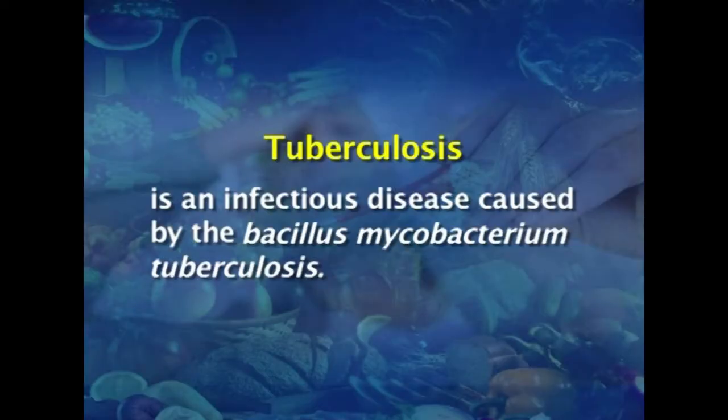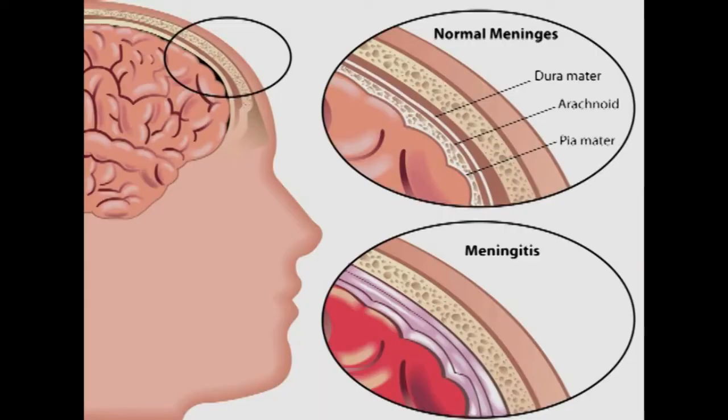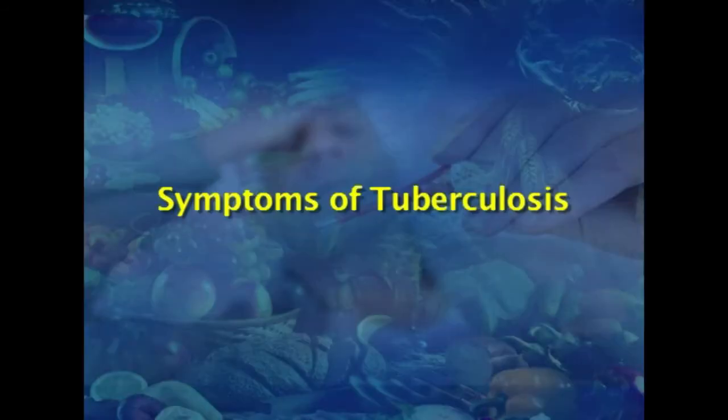Now, tuberculosis is an infectious disease which is caused by the bacillus Mycobacterium tuberculosis. It affects the lungs most often, but may also be localized in other organs, such as tuberculosis of the lymph nodes, the intestine, the meninges, the bones and joints, skin, or it may even be generalized. Tuberculosis is one of the leading causes of sickness or morbidity and mortality, that is death, among the adult population in India. Now, let us study the symptoms of tuberculosis.